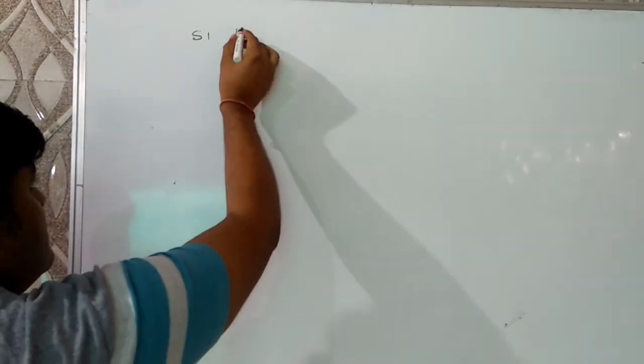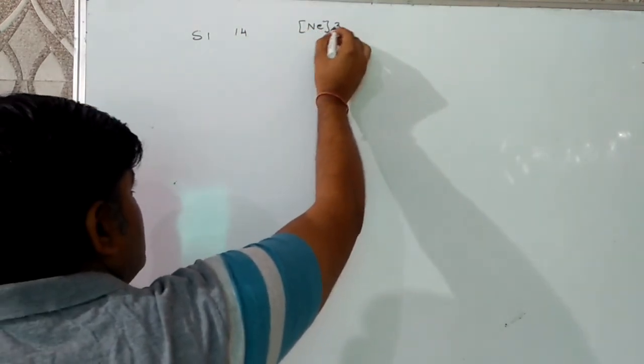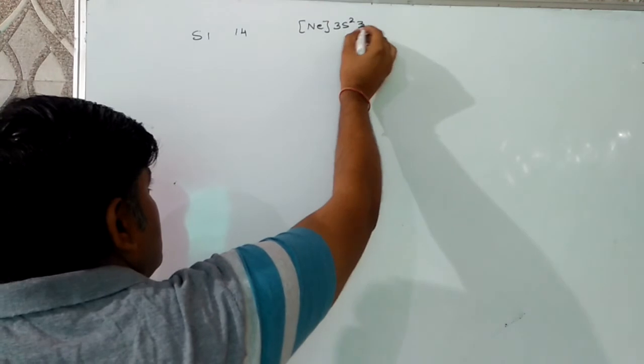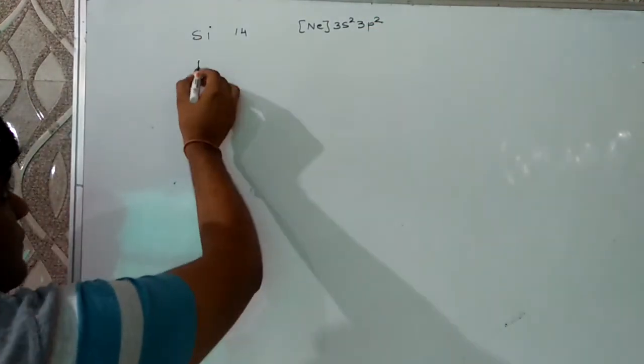Now we have to write down the next element, and next element is silicon. Atomic number is 14. So electronic configuration will be neon 3s2 3p2.